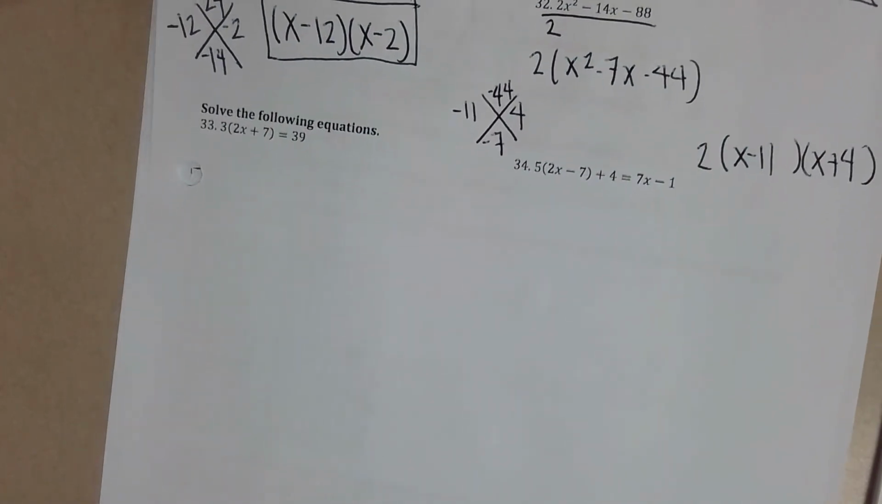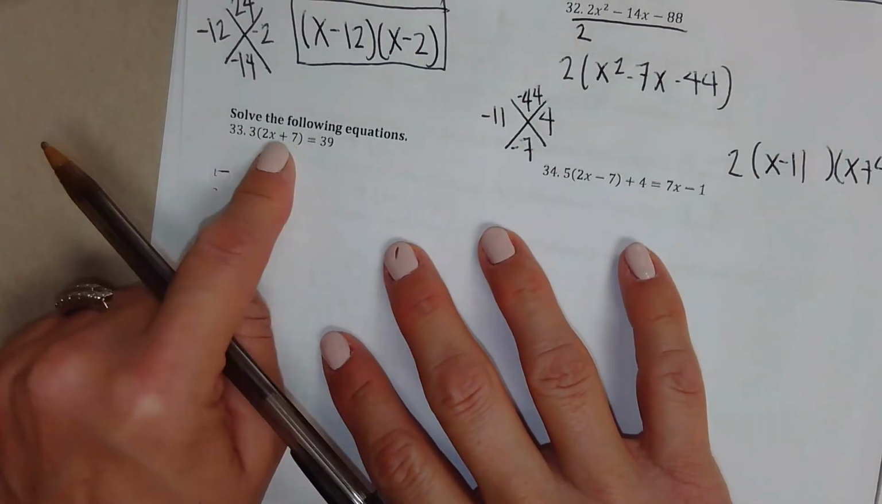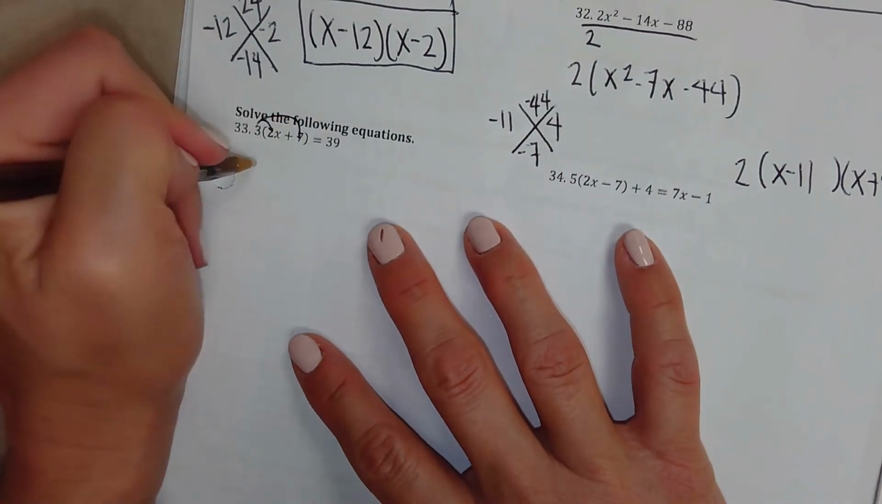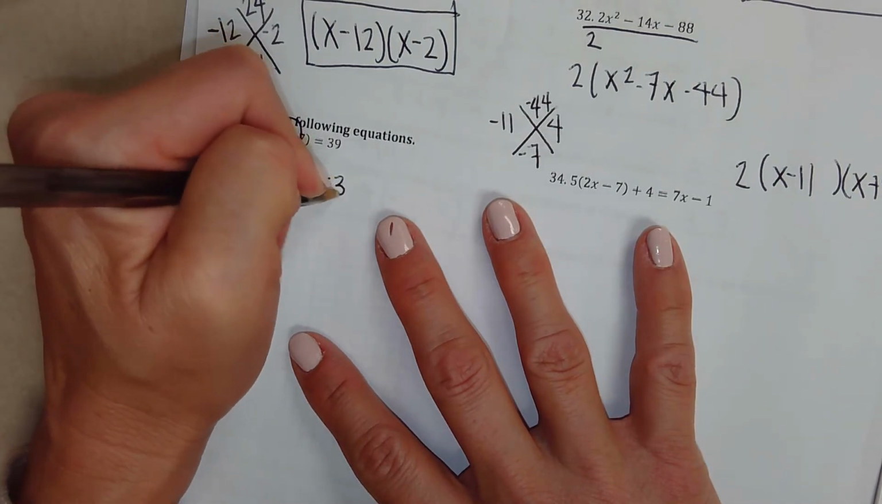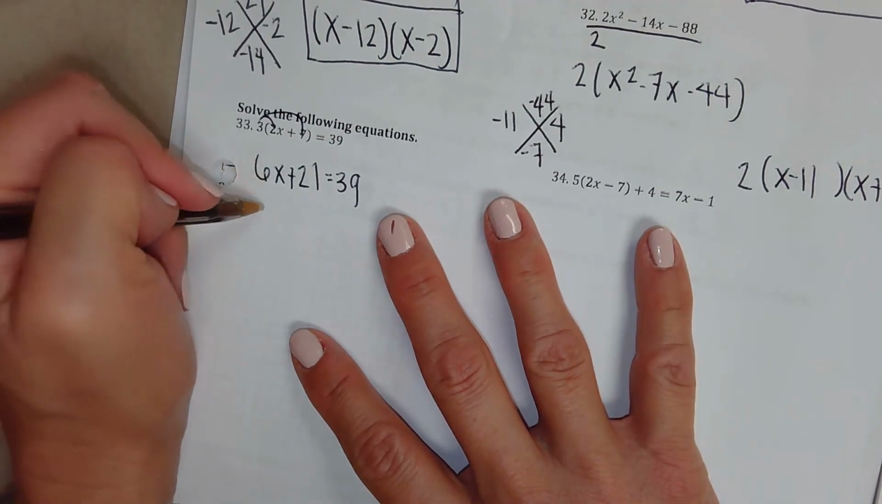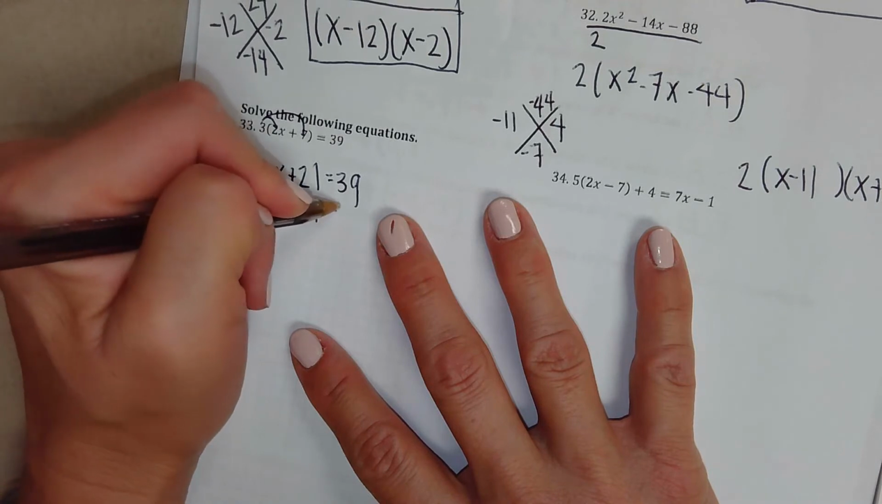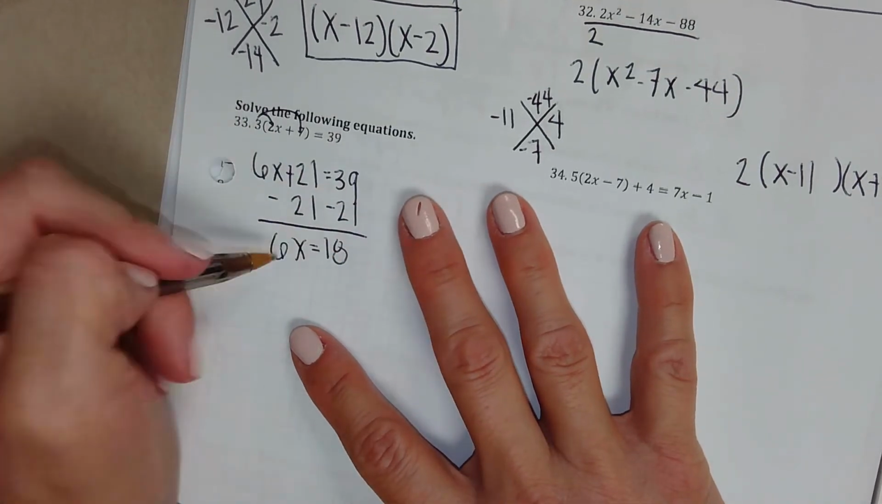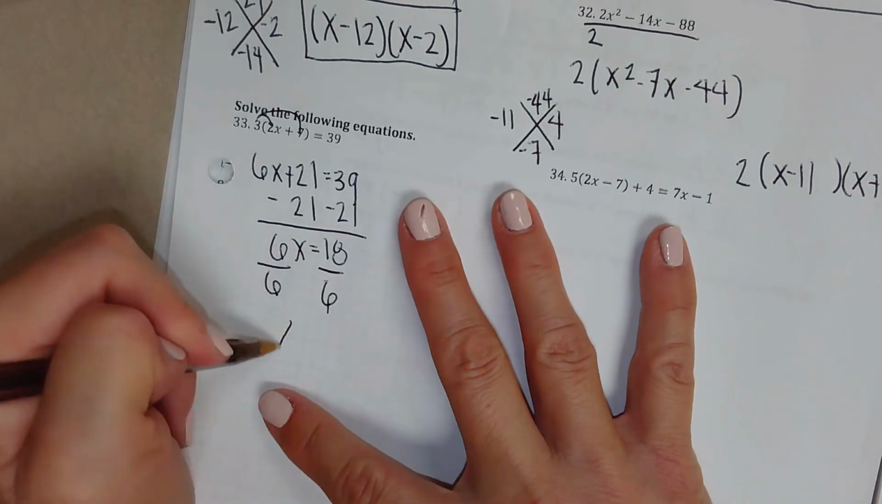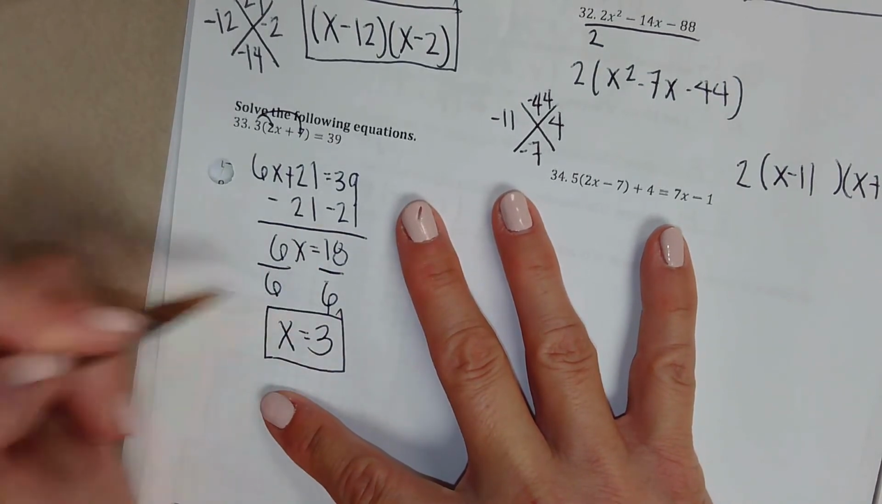Okay, solve the following equations. I'm going to distribute here. So I have 6x plus 21 equals 39. I'm going to subtract 21 and subtract 21 and get 6x equals 18. Divide by 6, and get x equals 3.